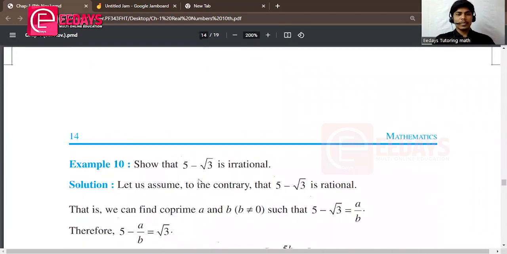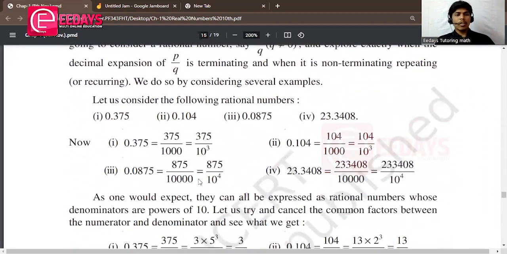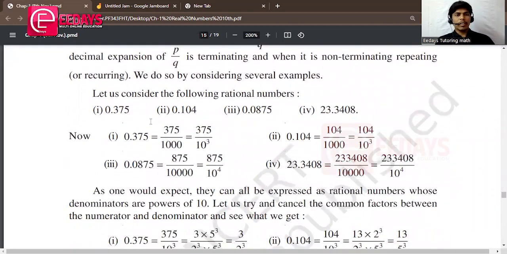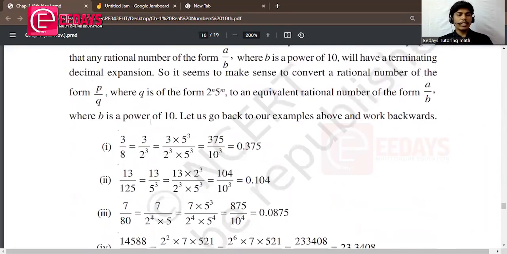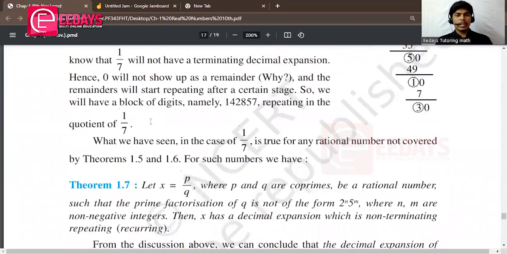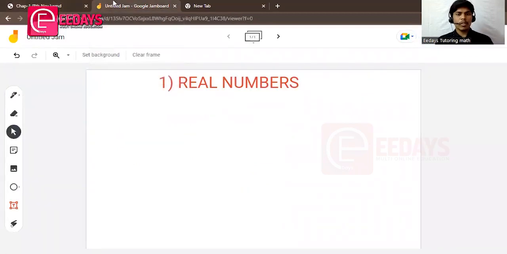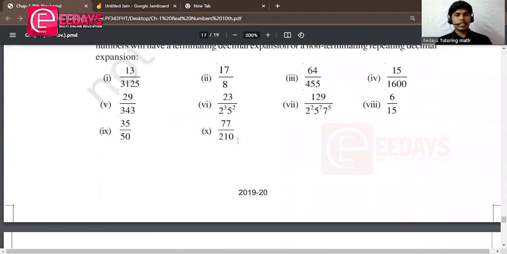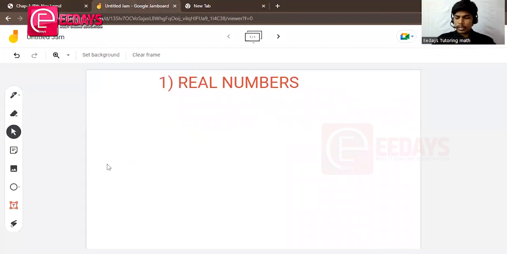All right. So now revisiting real numbers and their decimal expansion. What we did in the previous class, for your reference, I'm doing one sum. Let's do the decimal expansion. We write the denominator in the form of 2 power n into 5 power m. This is what we learned. If it is in the form of 2 power n into 5 power m, then it is terminating. Here the question is whether the rational number has a terminating decimal, or a non-terminating, repeating decimal. They're asking for that. So first, for your reference, I'm doing one sum here.